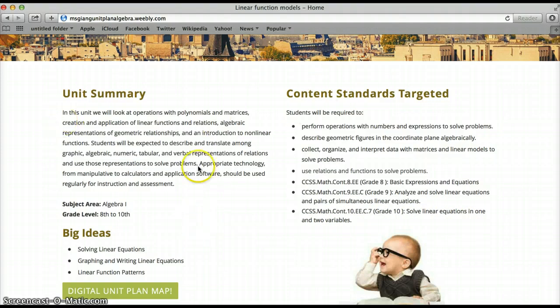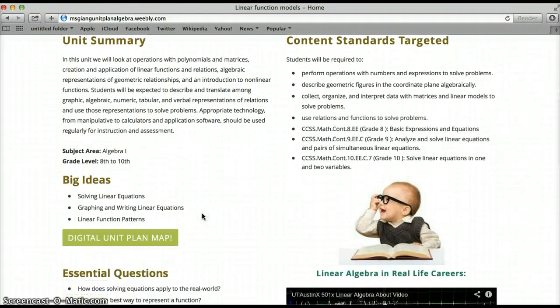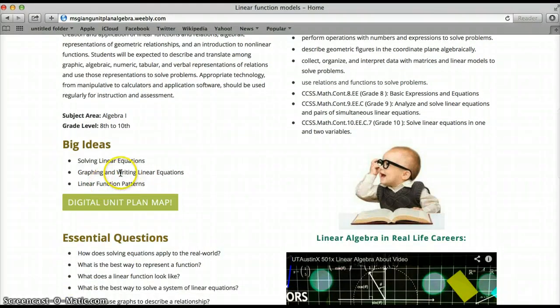And in this unit summary, we will learn about graphic, algebraic, numeric, tabular, and verbal representation of linear relation functions to solve problems. So the big ideas here are solving linear equations, graphing and writing linear equations, and learning linear function patterns. And I included here the digital unit plan map.